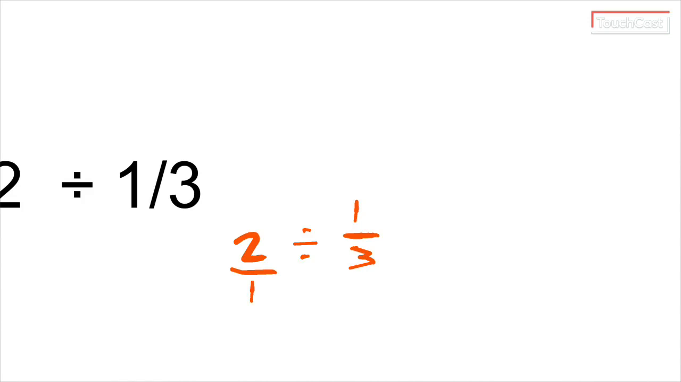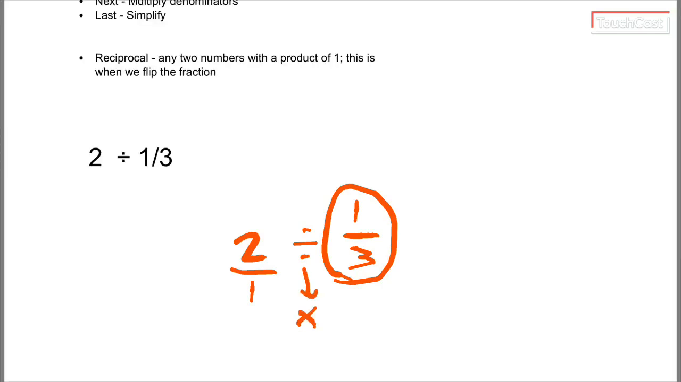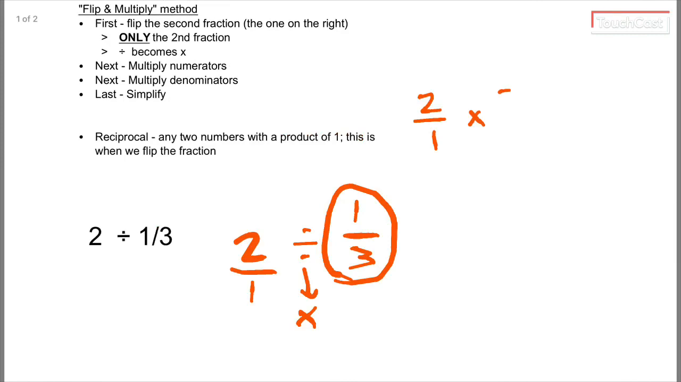So we're going to use the flip and multiply method, in which we flip the second fraction and we change the division sign into a multiplication sign. So in this particular problem, the 1/3, that is our second fraction, and the division sign is going to become a multiplication sign. So we're really going to end up with 2/1 times 3/1. This is also called the reciprocal. So 1/3, the reciprocal of that is 3/1.